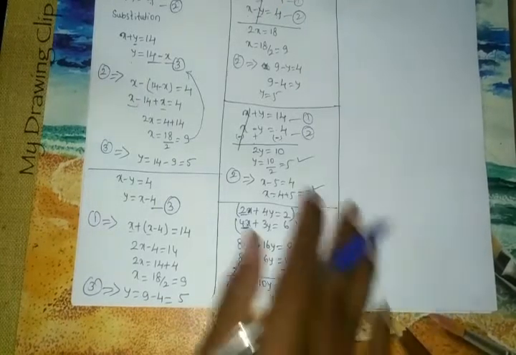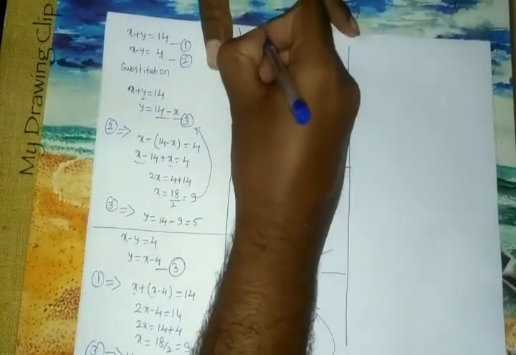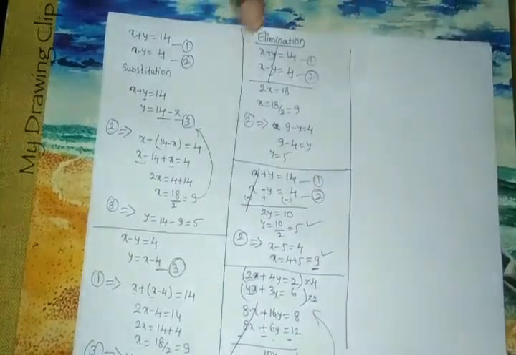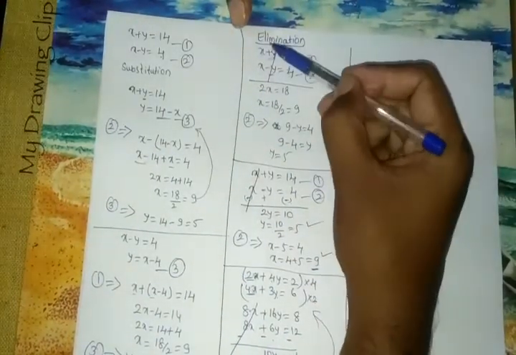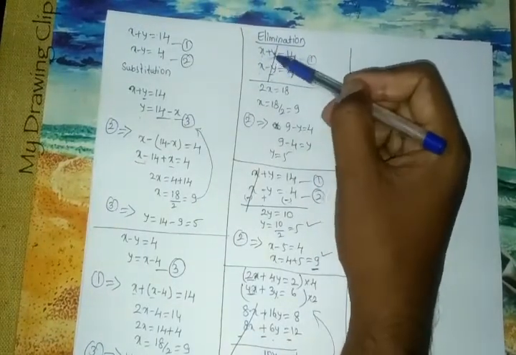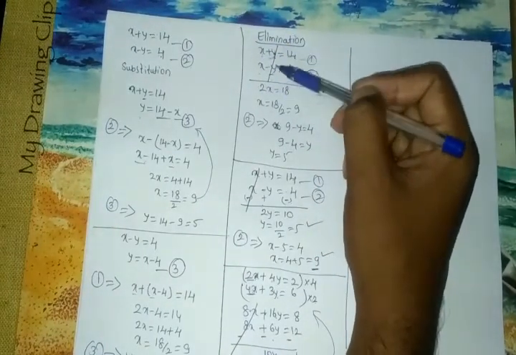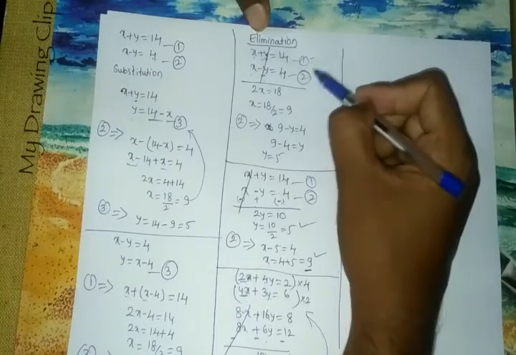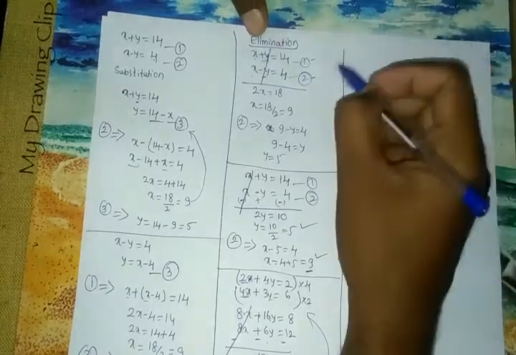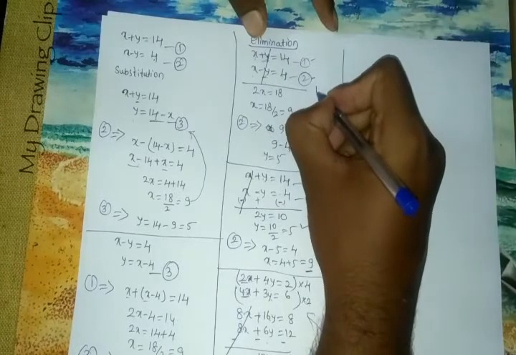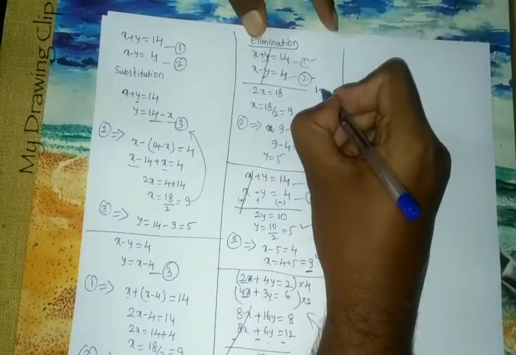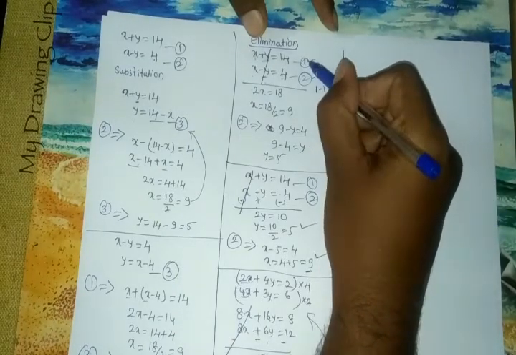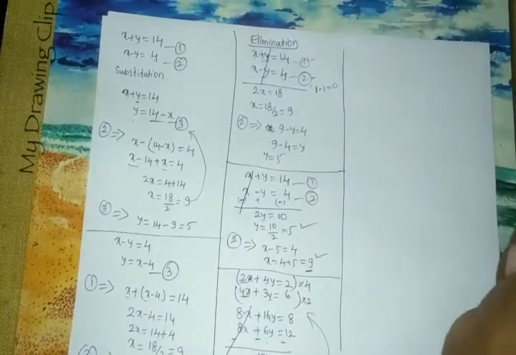Okay, the main objective of the elimination method is you have to eliminate any one of the variables. As you know, in a pair of linear equations we have two variables, one is x, another is y. So you have to eliminate any one of the variables. To eliminate one variable, one equation should be positive, another equation should be negative. Like say 1 plus 1 and minus 1 will be equal to 0. In the same way, one equation should be positive, another should be negative.